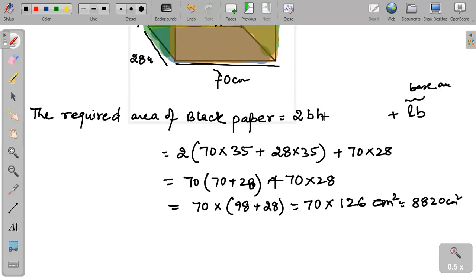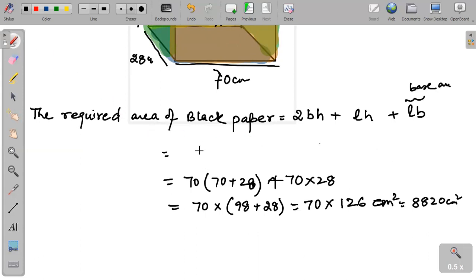2BH plus LH plus LB. That is 2 into B base 28 into 35 plus LH 70 into 35 plus LB 70 into 28.